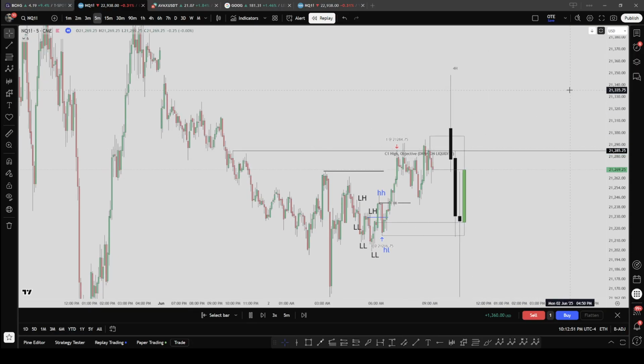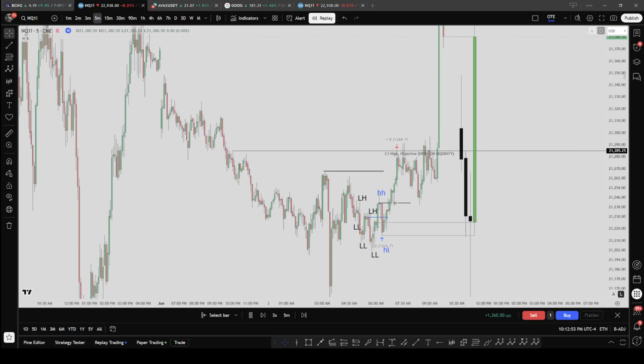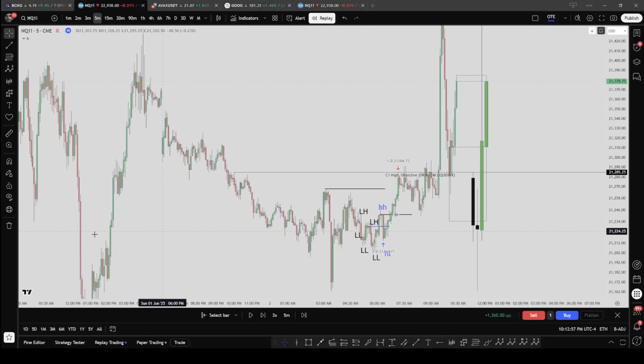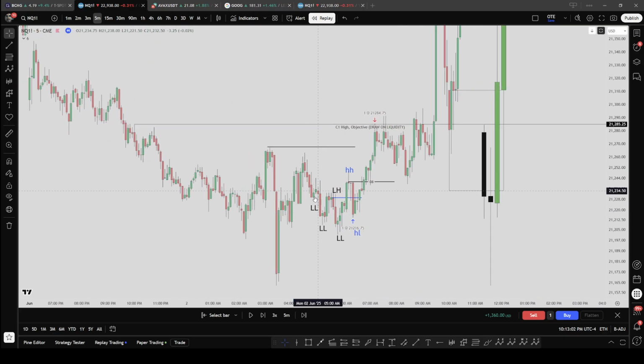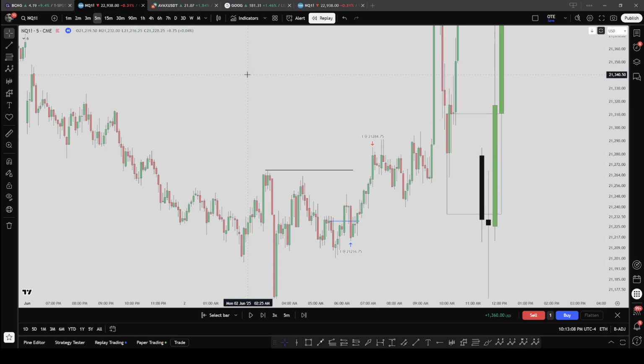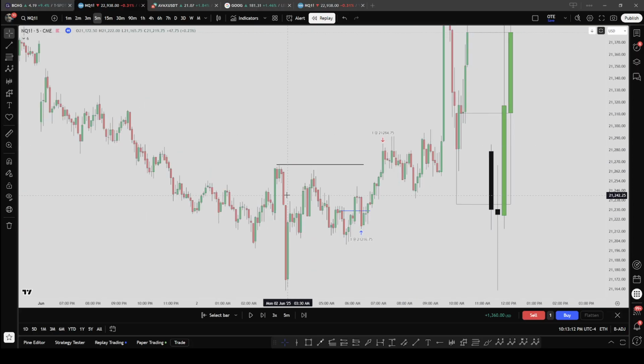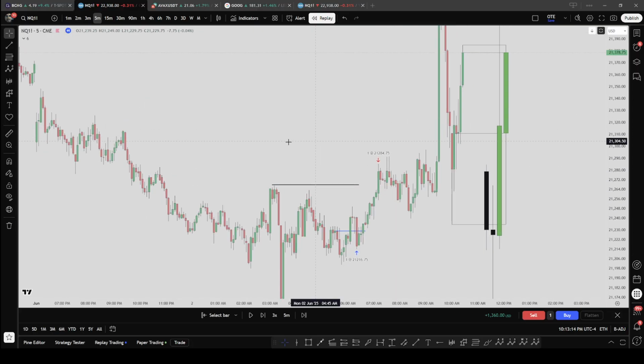Yeah, it looks like it just keeps going. Yeah, so it's pretty powerful. Let me just get rid of, dang, 47 drawings. I have 47 drawings. But again, I just wanted to show you on a lower time frame how you would execute that, right?